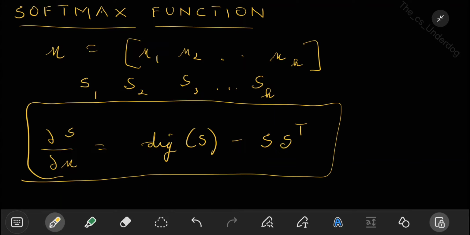So how do you interpret this? Diagonal S is, you have k different values of S, so you will write it in a diagonal matrix. That is, it will be S1, S2, S3 and all other values will be zeros. That is the diagonal matrix, minus S S transpose. If you do this, you get the derivative in matrix form.